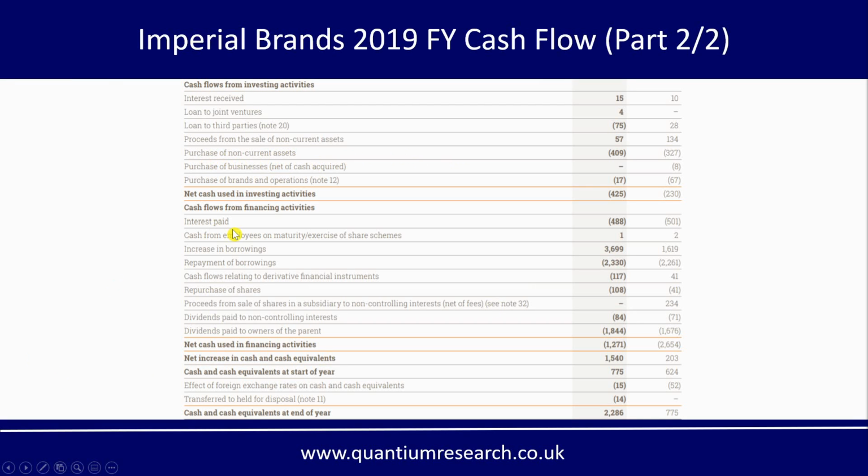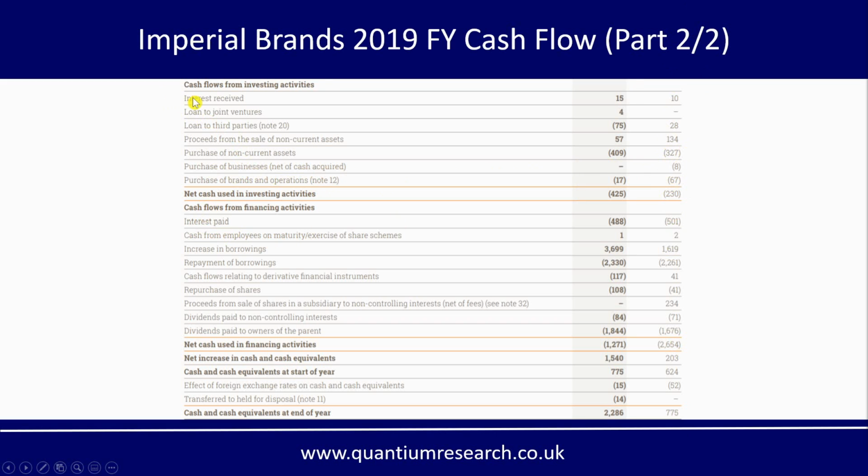It's not only the purchase of non-current assets that can occur. You can also buy businesses and brands and operations. We've shown by the example here of Imperial Brands that in 2019 they spent nothing, £0 on the purchase of businesses, but in the previous year, 2018, they had spent £8 million.